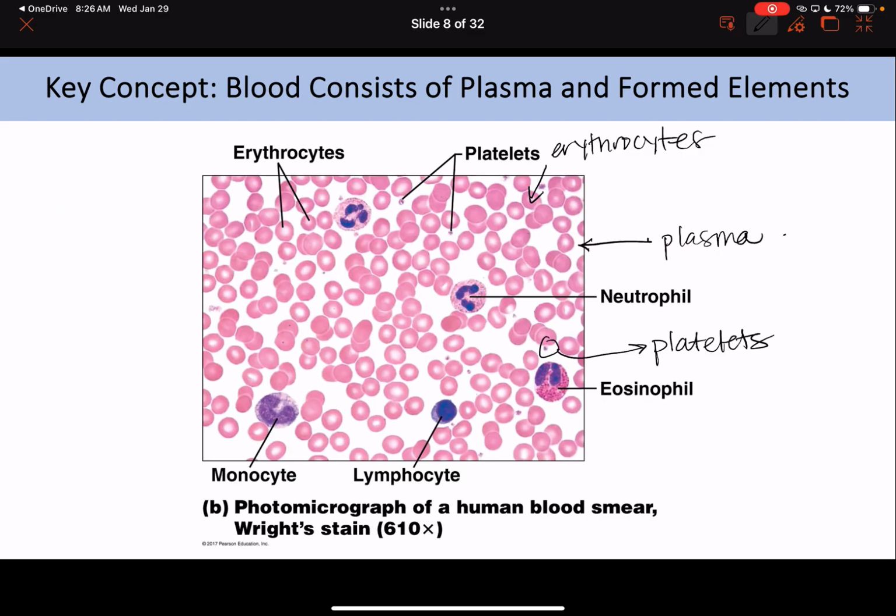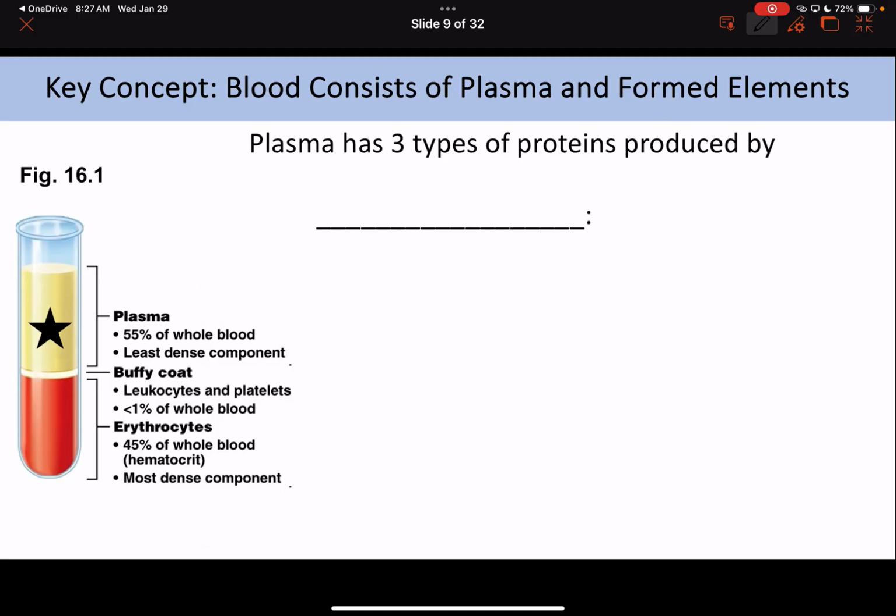Now I did change the slides a little bit, mostly to keep me from writing things down and to have the words already there since they're already in your lecture notes, to save us time so we can make sure that we finish lecture on time. So they're going to be a little bit different. I'll upload the most recent version today, because I did it late last night. But this is all already in your notes, except for this one part because it doesn't mention it. Our plasma has three types of proteins that are produced by the liver.